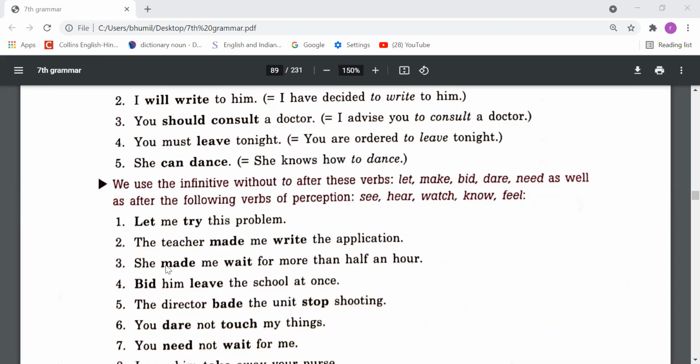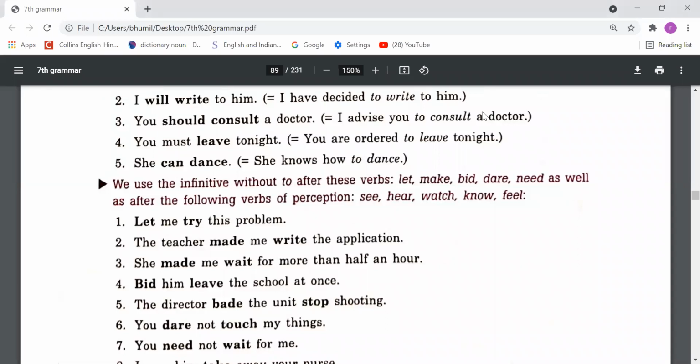Next, the teacher made me write the application. Teacher ने मुझसे application लिखवाई. So past form made, means make we have used here. So after the make we need to use the bare infinitive if there is a need to write the verb. She made me wait for more than half an hour. उसने मुझे लगभग आधा घंटा और इंतजार करवाया.